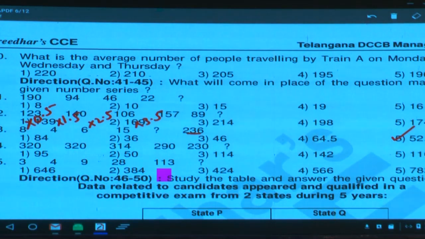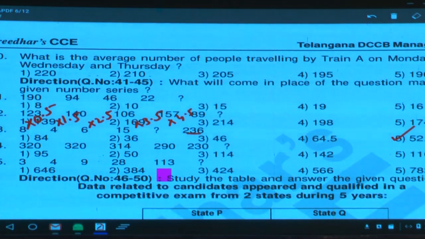And next one must be 52.5 into 4.5. 1.5, 2.5, 3.5, 4.5, and so on. And that will be 236. Question number 43, choice 5. These numbers are multiplied with 0.5, 1.5, 2.5, and so on.